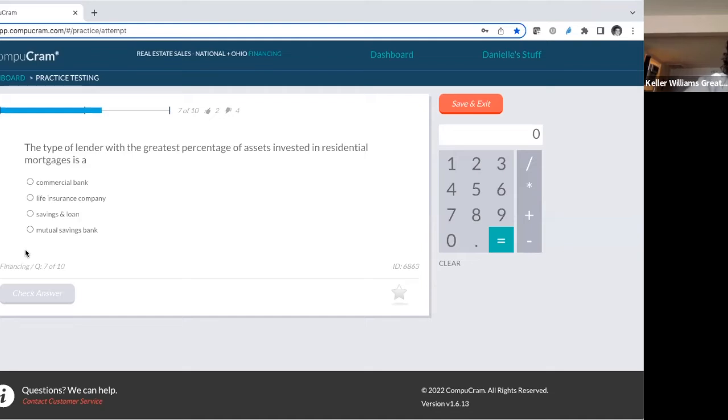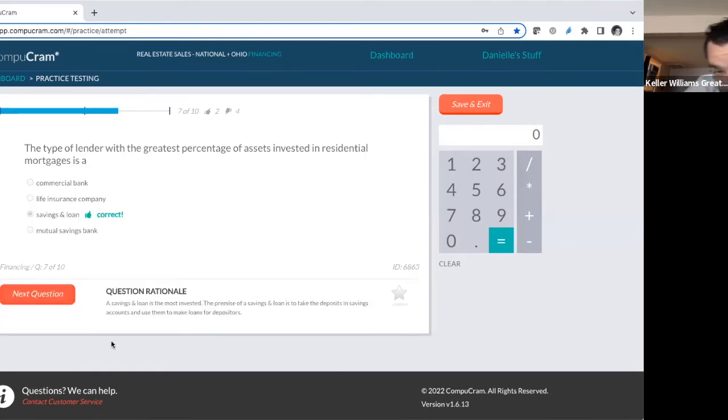Right. The C's have it, and we go with C, and that is correct. Savings and loans are going to be the most invested. The premise of savings and loan is they take deposits and they make loans with them. So take savings, make loans, where other commercial banks are going to be buying and selling mortgages for purposes of liquidity.